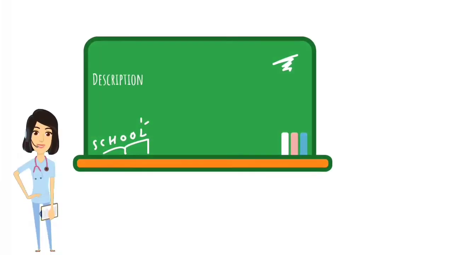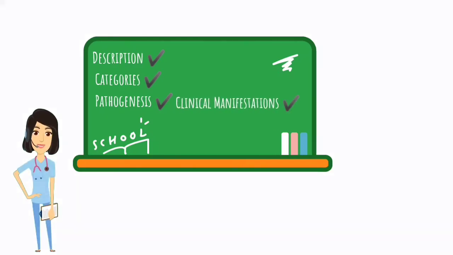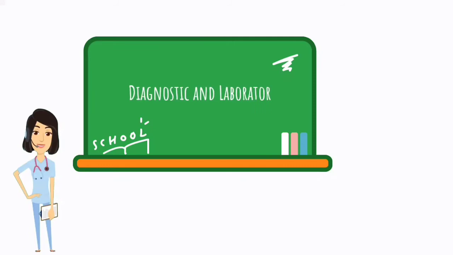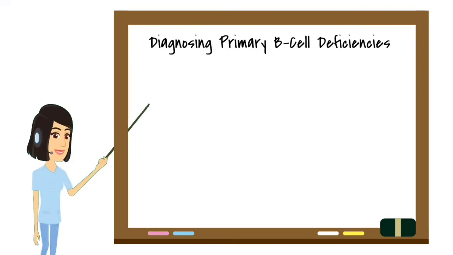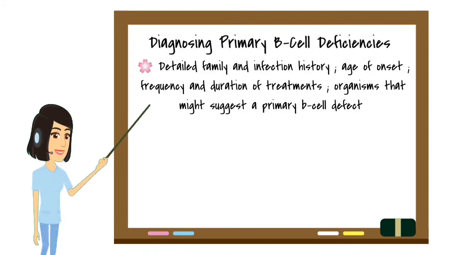Now that we've covered the description, the categories, the pathogenesis, and clinical manifestations of B-cell deficiencies, let's go to the diagnostic and laboratory procedures. Diagnosing primary B-cell deficiencies or defects relies first on clinical history and then on confirmatory laboratory evaluations. This includes a detailed family and infection history, age of onset, frequency and duration of treatments, and if known, organisms that might suggest a primary B-cell defect or a combined B and T-cell immune defect.